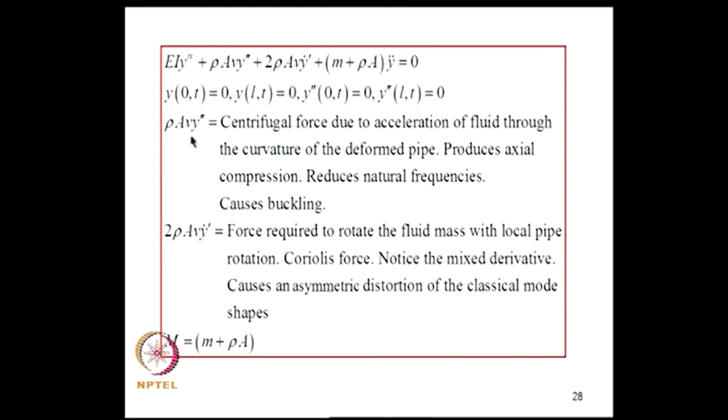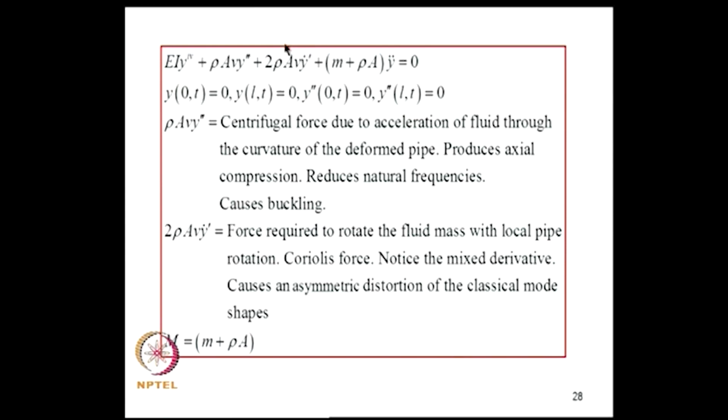Now, what is this rho A v^2 y double prime? Prime is dy by dx, that is, partial derivative with respect to x. This is a centrifugal force due to the acceleration of fluid through the curvature of the deformed pipe. It produces axial compression, and as you have seen, the presence of axial load reduces the natural frequencies and it can cause buckling. So, this is the effect that we can expect from this term.